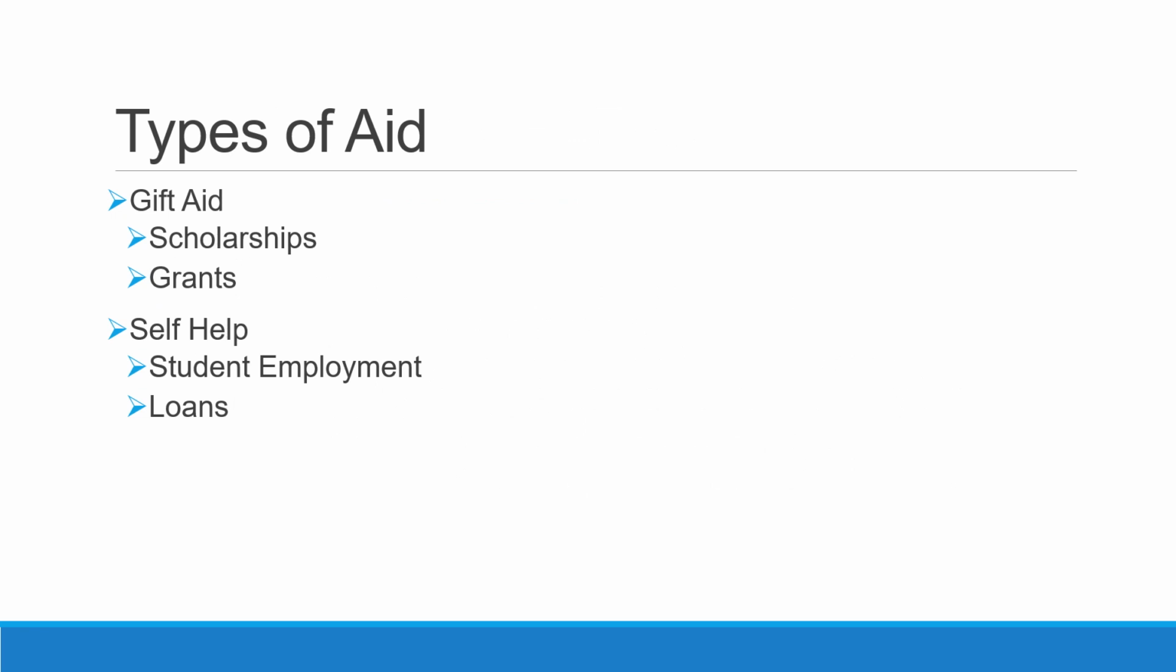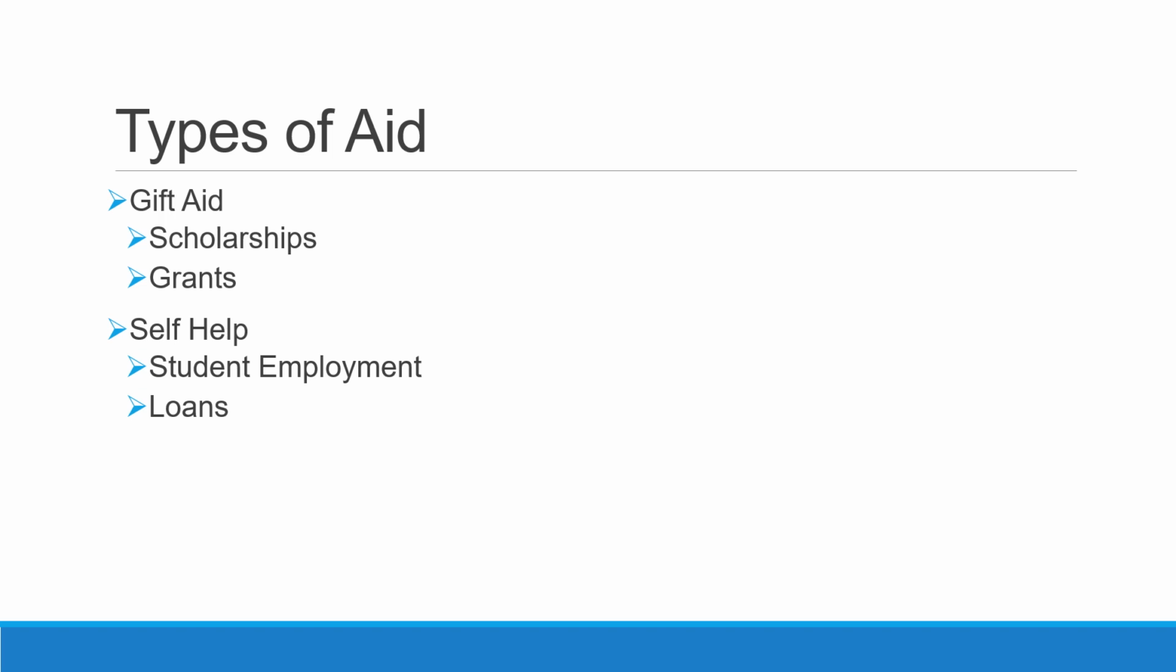Let's talk about the types of aid your student may receive on their financial aid notification. Remember, financial aid notifications come from the school, not FAFSA. If your child applied to more than one school, they will receive a financial aid notification from all of the schools where they have been admitted and sent their FAFSA information.